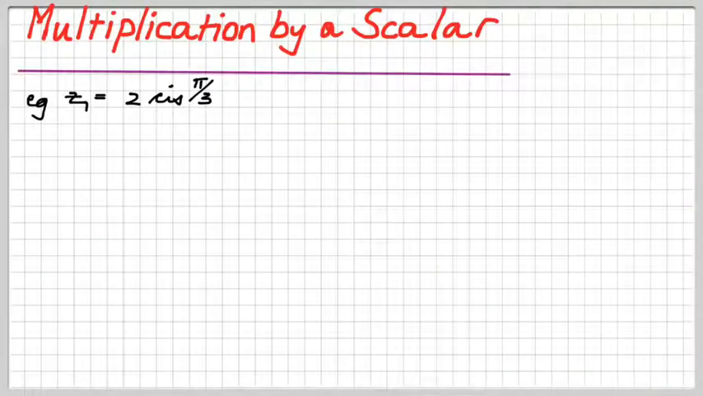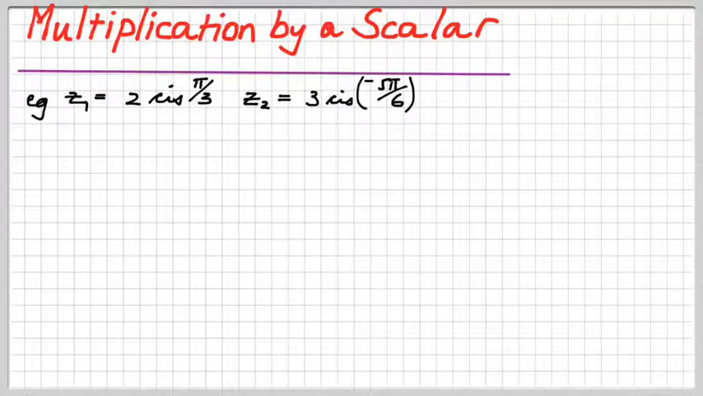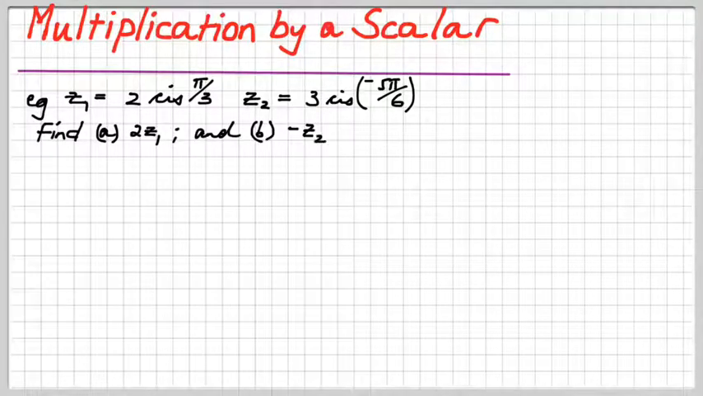Now, okay, multiplication by a scalar. Scalar just being a number, so if z1 was 2 cis pi on 3, and z2 was 3 cis of minus 5 pi on 6, we've got to find 2 times z1. Now spot the scalar: there's the scalar in that one, it's 2, and the scalar in this one is minus 1. Now that's a tricky one. You've got to watch him very closely. He's a bit of a trickster, this one.